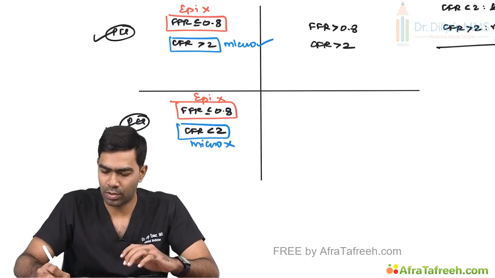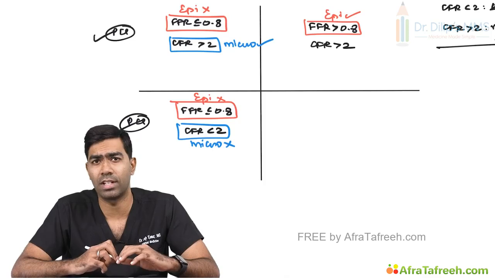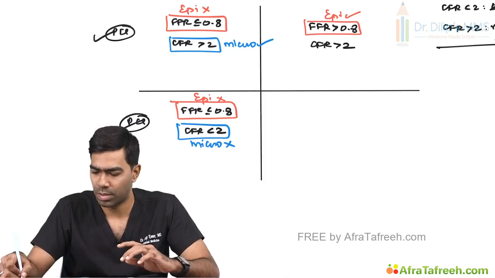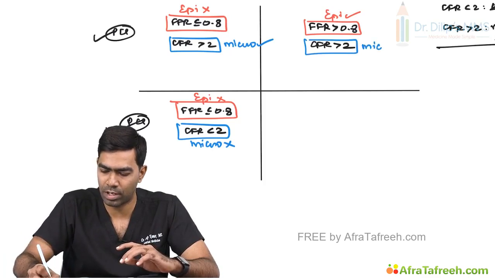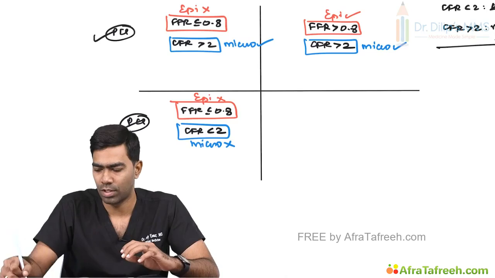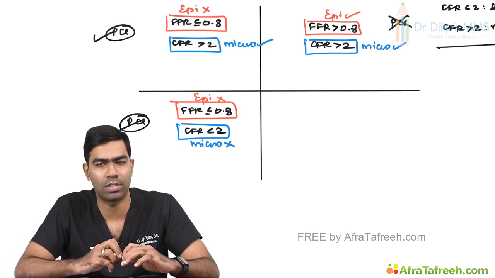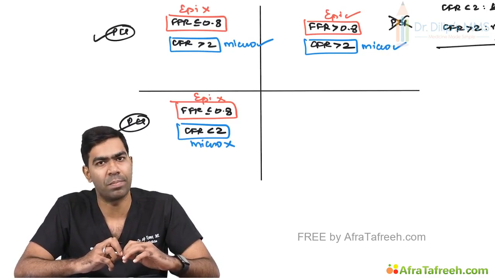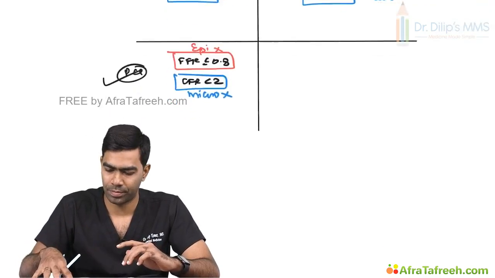So third scenario, FFR more than 0.8 and CFR more than 2. In this setting, you can see that the epicardial vessels are not having any hemodynamically or functionally significant flow limiting stenosis. And at the same time, there is no problem in the microvascular circulation also. So whether we'll do a PCI or not, I'll absolutely not do a PCI because the epicardial vessels are basically okay.